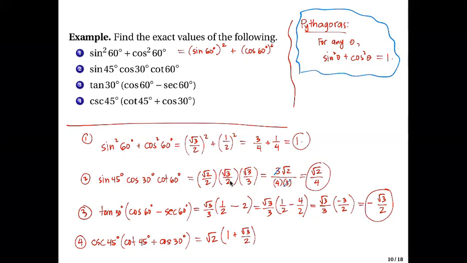So we can write the final answer that way because anyway, we cannot simplify it even if we try to write them as a single fraction. So we can write the final answer this way. Okay? Questions?